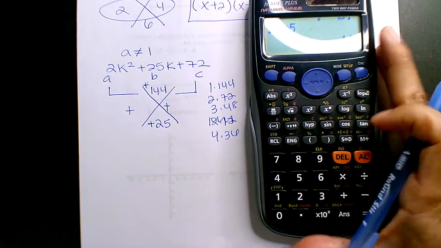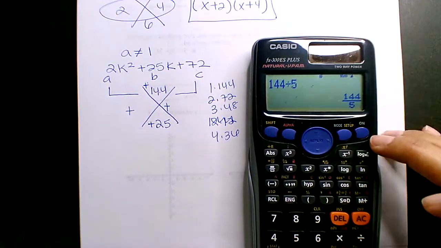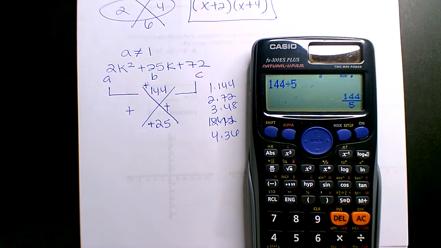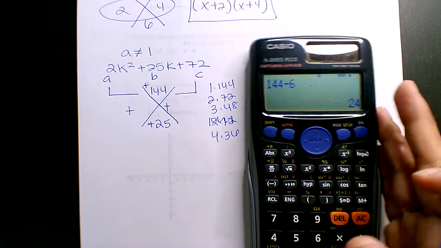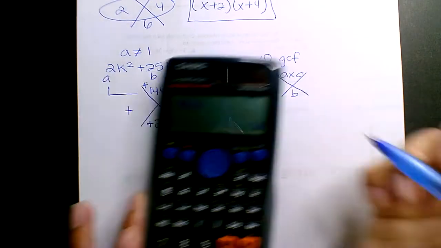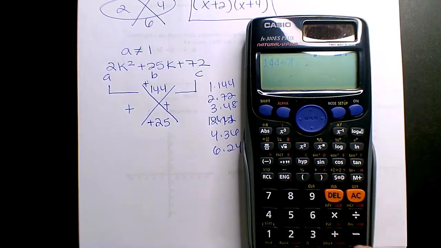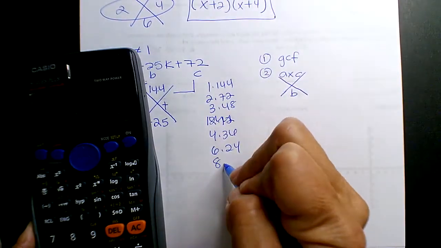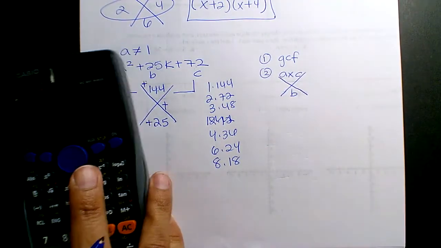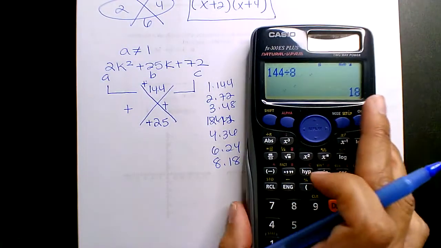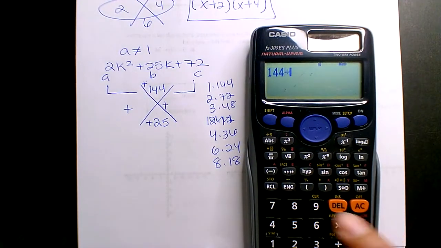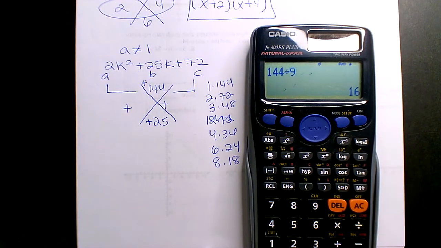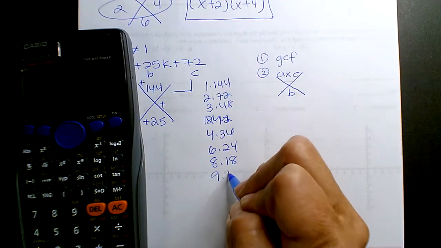Now, I'm going to get a fraction here. Whoops. That means it's not divisible by 5. So then that's not a pair. 144 divided by 6, 6 and 24. 144 divided by 7, nope, fraction. 144 divided by 8, 8 and 18. Right? That's 26. I'm getting closer. Oh, I already did 8. Whoops. 144 divided by 9. 9 and 16. And there's your winner.